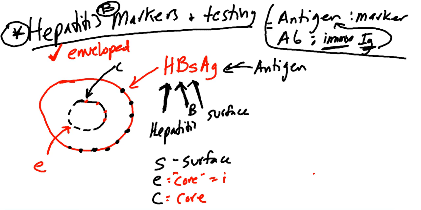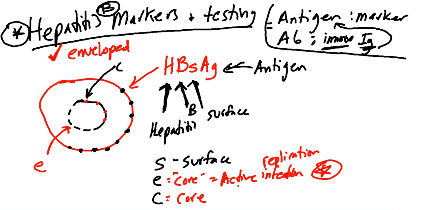This is the money question of the day. This is the one thing I want you to take away from this. It means you're going to have an active infection. It's going to be actively replicating. Active infection, active replication. Remember that. If you see HBeAg, hepatitis B E antigen, think active replication, think active infection. Now, this is going to equate to a high infectability.